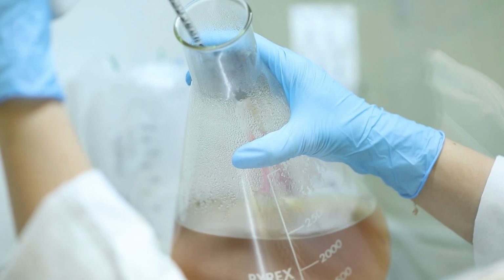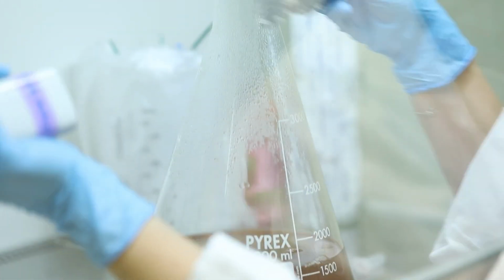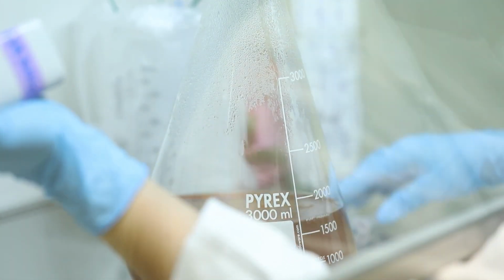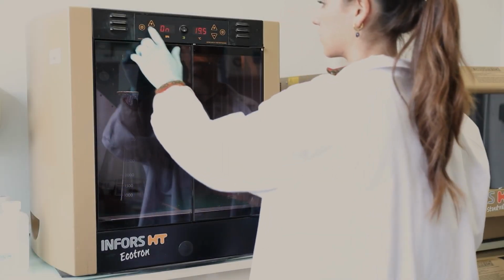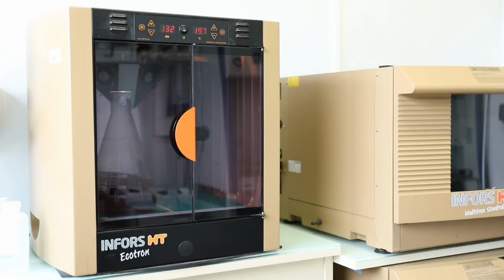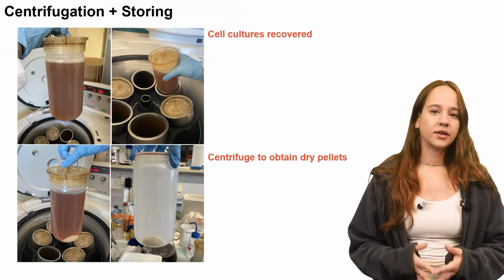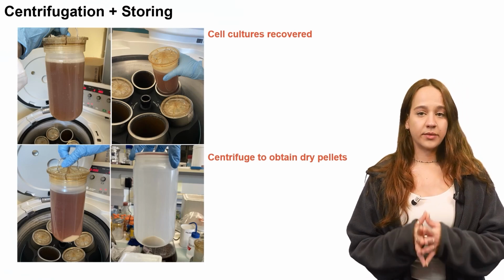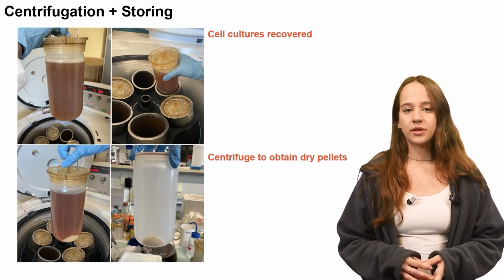Once IPTG has been added, the cultures are incubated overnight at 18 degrees Celsius under shaking. The temperature is lower to avoid stressing unnecessarily the cells. A sufficient mass of cells has been grown now, and the cells can only focus on producing our protein of interest.